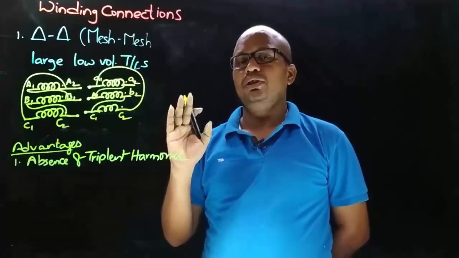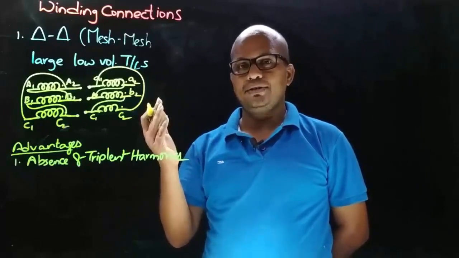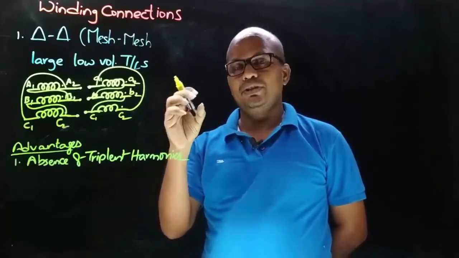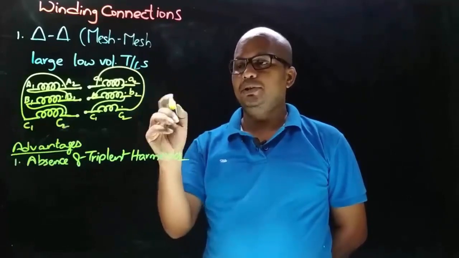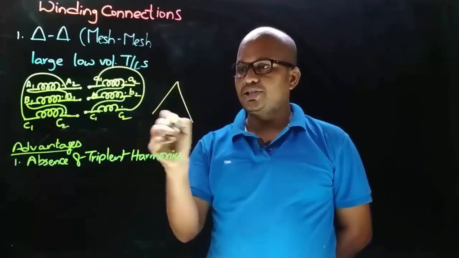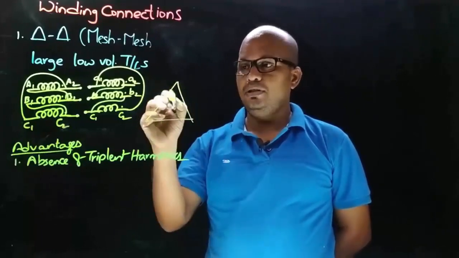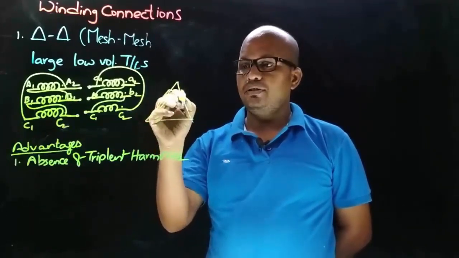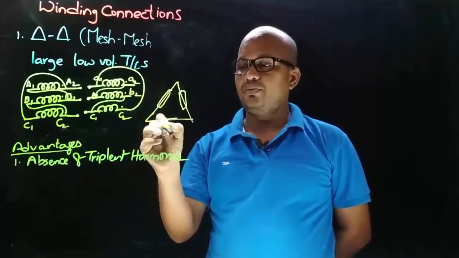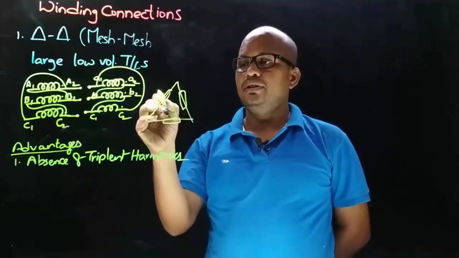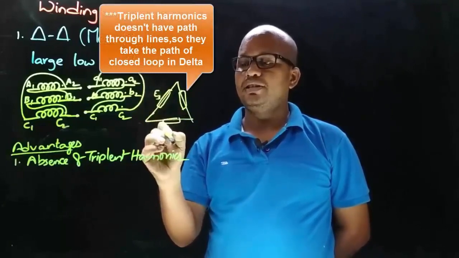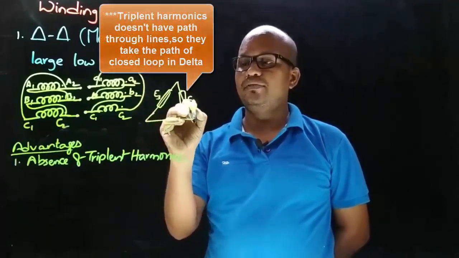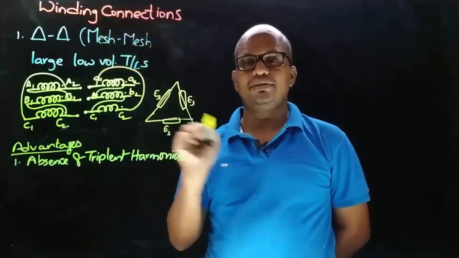If you provide a path for the triplet harmonics, then the triplet harmonics will get neutralized and the output will be sinusoidal. But coming to the case of delta connection, this is one phase, this is the second phase, and let us suppose this is the third phase. Let each phase have a triplet harmonic.